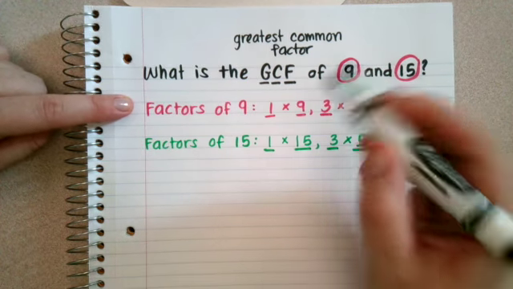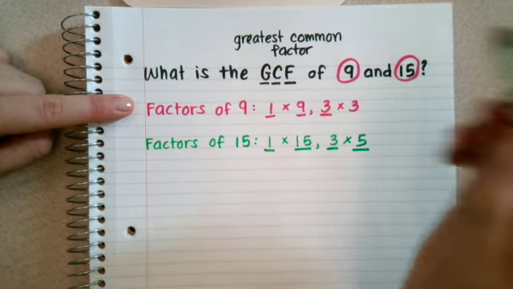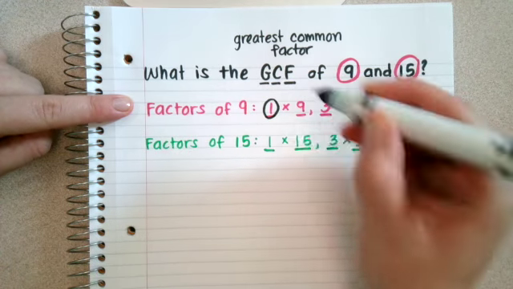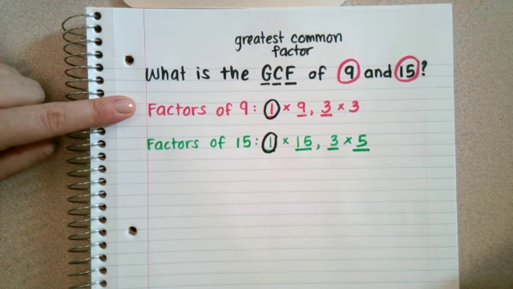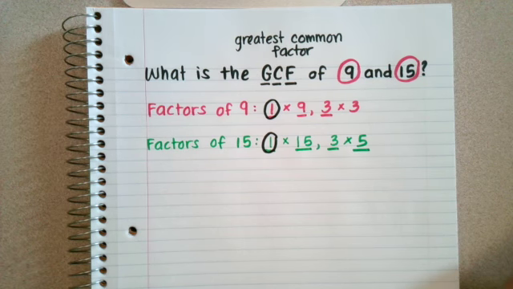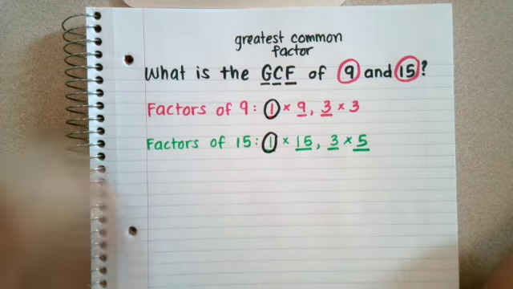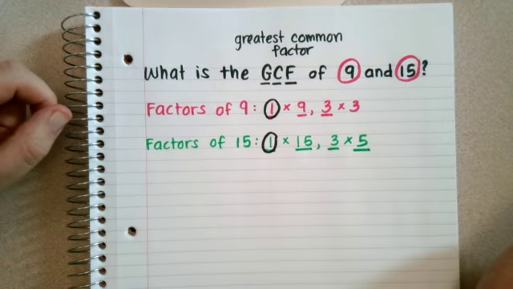So my first factor is 1, and I see that they definitely have 1 in common, right? They both have 1 as a factor. In fact, all numbers have 1 as a factor. So their first factor that they have in common is 1.